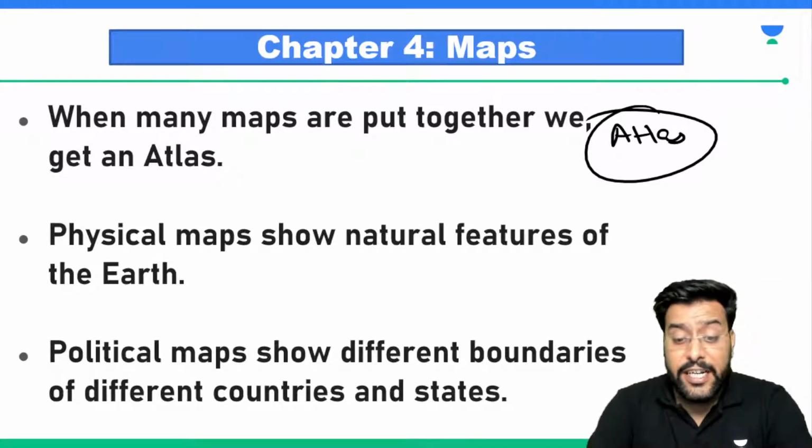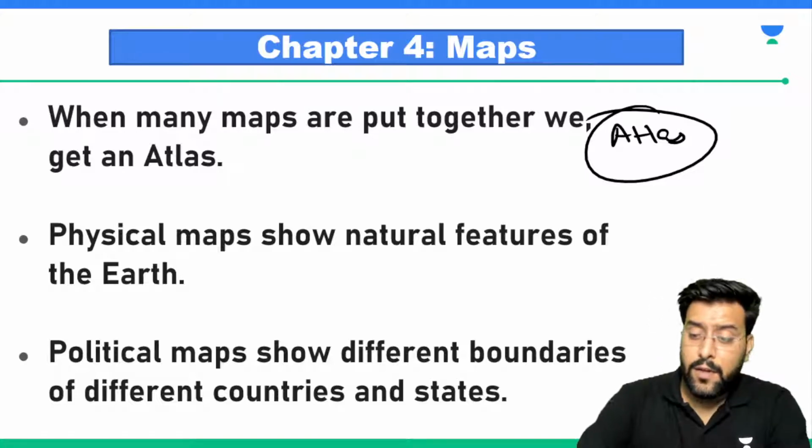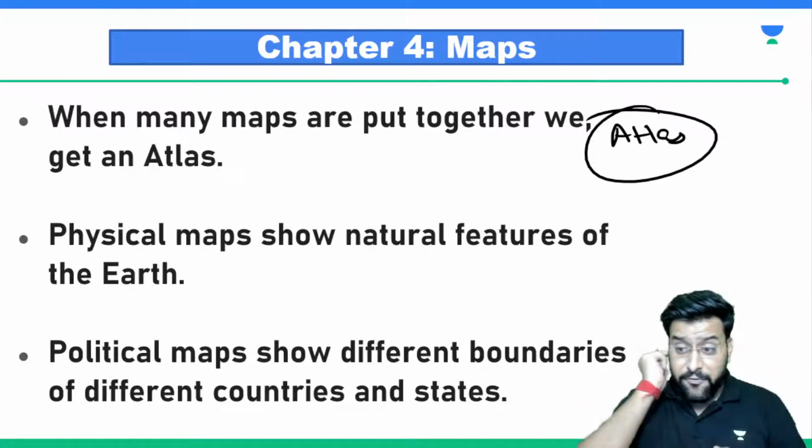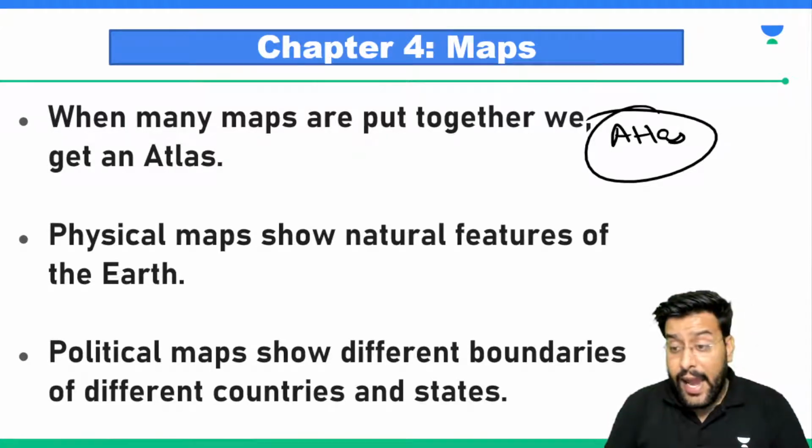Then we have various different types of maps. Can you please tell me what are the different types of maps? You must have studied about various types of maps. Can you please let me know? Yes. So we have the answer: physical map, thematic map, and political map.